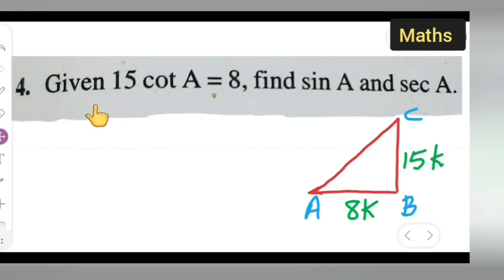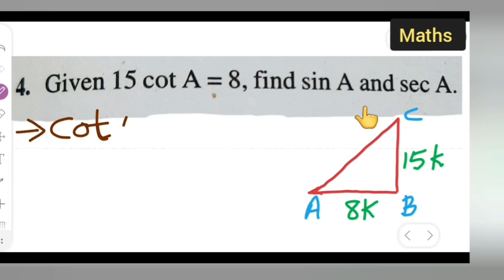So take down this question that is given. What is given over here? 15 cot A is equal to 8. Find sin A and sec A. We need to find these two. So start writing the question first. What is given to you all is cot A, right? So from here I will start the solution.